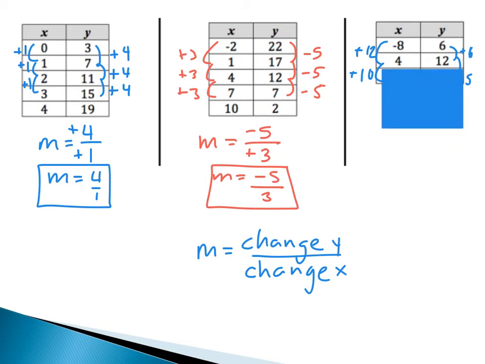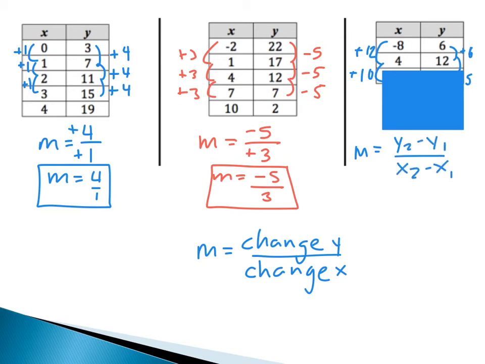pick any 2 points. Now, does it matter which 2 points? No. I'm going to pick 2 points. I'm going to just pick the first two. Negative 8, 6, and 4, 12. Okay, and I'm going to use the slope formula. My slope equals y2 minus y1 over x2 minus x1.